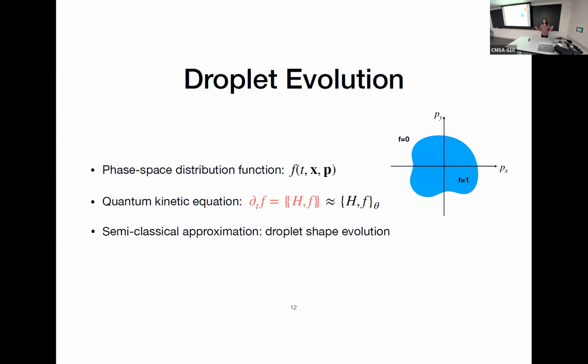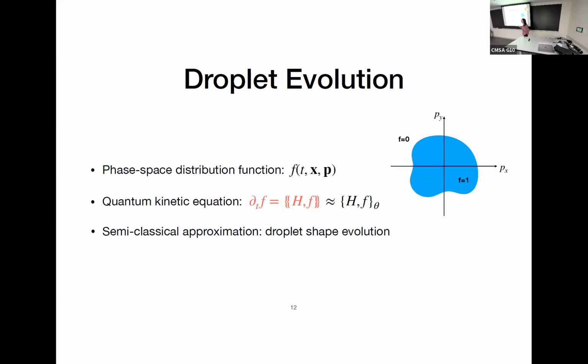Okay, so I have been telling you what the time evolution of the system is, and it's governed by the semi-classical limit of this kinetic equation. Let me emphasize again that this Fermi liquid droplet can be described by some phase space distribution function. And it has the property that inside the Fermi surface it is 1, and outside it is 0.